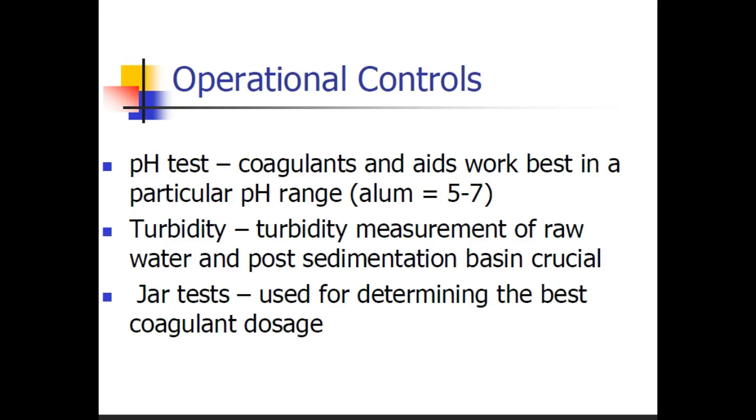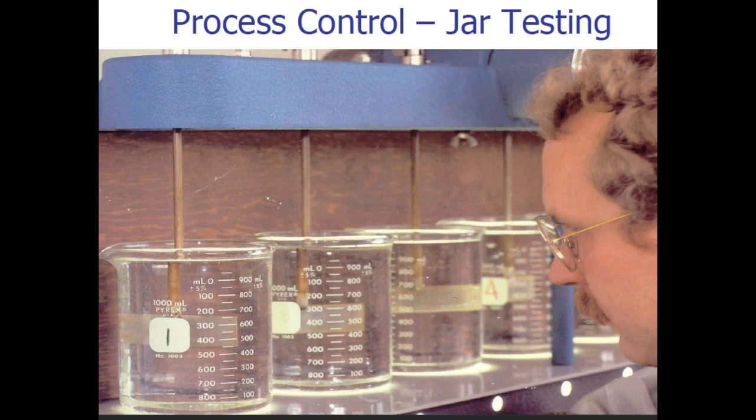We also do jar tests in the lab, which are used for determining the best coagulant dosage. A jar test is really a miniature version of your water treatment plant. What you do is you put different chemical doses in, and you basically graduate them, and it allows you to find out through this process what your ideal dosage will be.